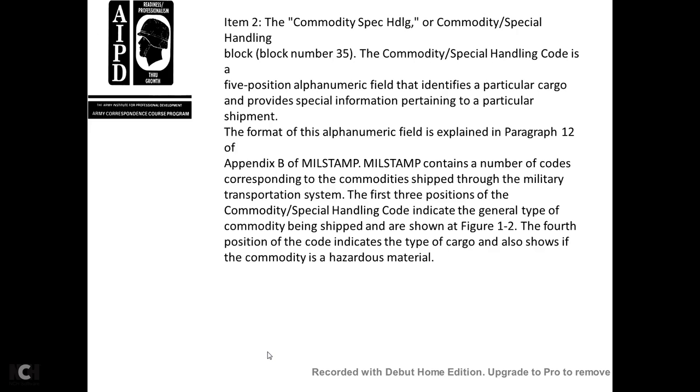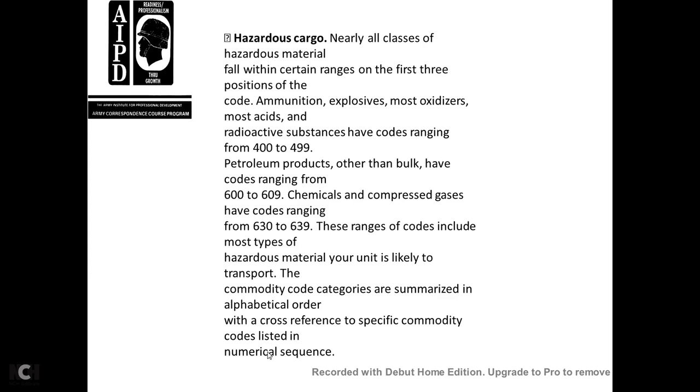The first 3 positions of the commodity special handling code indicate the general type of commodity shipped and are shown in figure 1-2. The fourth position of the code indicates the type of the cargo and also shows whether the commodity is a hazardous material. Hazardous cargo: nearly all the classes of hazardous material fall within certain ranges of the first 3 positions of the code. Ammunition, explosives, oxidizers, most acids, and radioactive substances have codes ranging from 400 to 499.